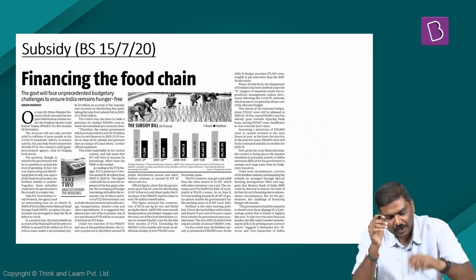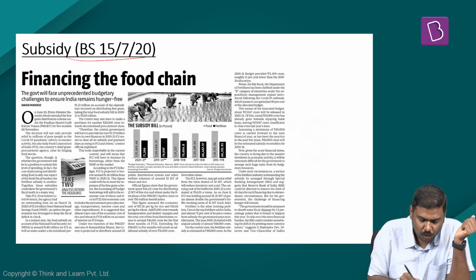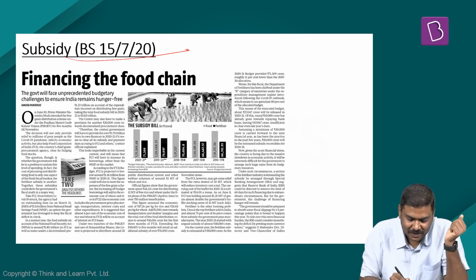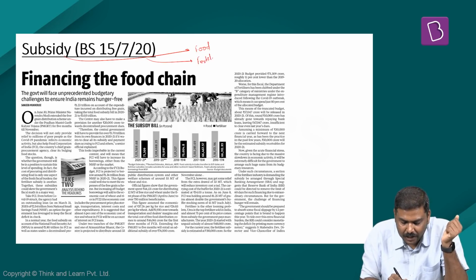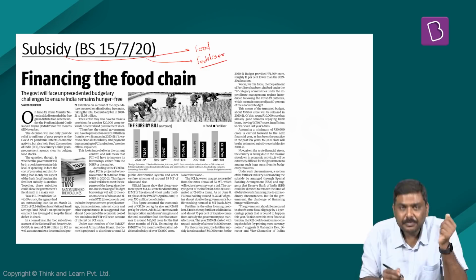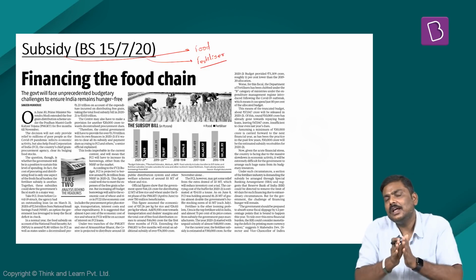Let's begin the discussion. The first article is related to two types of subsidies. One is the food subsidy and the second one is fertilizer subsidy. Let me discuss some of the very important points before taking up the points given in the article.